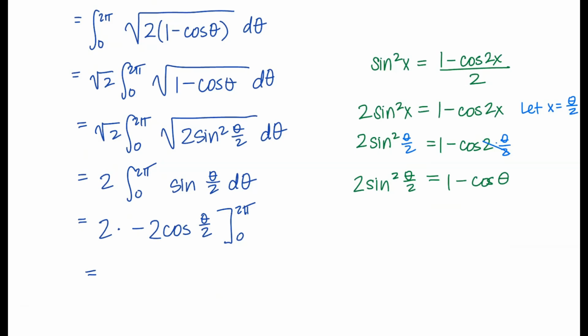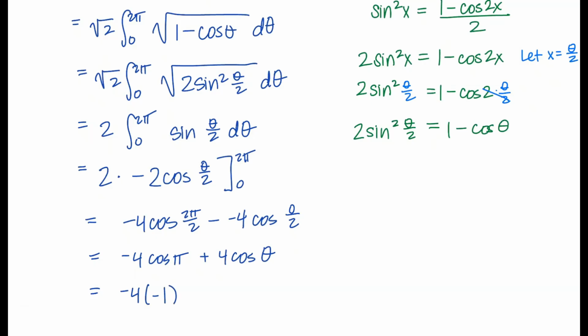So we have negative 4 cosine of 2 pi over 2 minus negative 4 cosine of 0 over 2. And so negative 4 cosine of pi plus 4 cosine of 0. So we have negative 4 cosine of pi is negative 1 plus 4 times 1. So we have 4 plus 4. So we get out 8. So the length of that curve given in polar is 8.